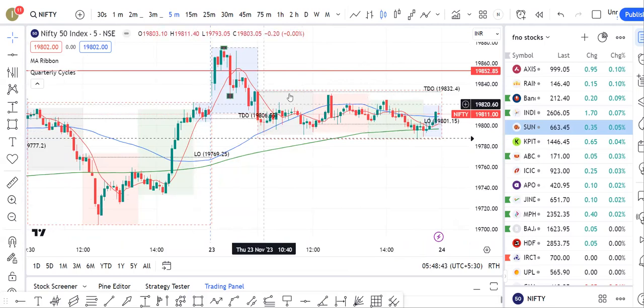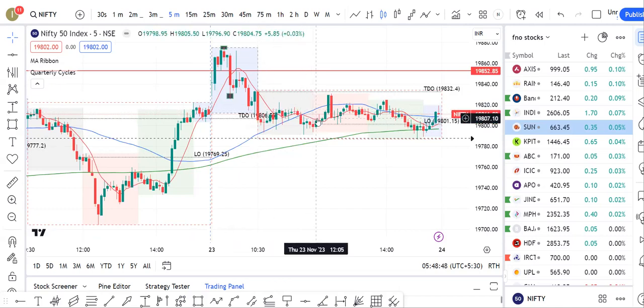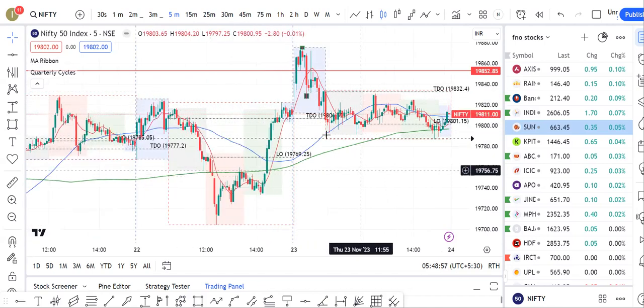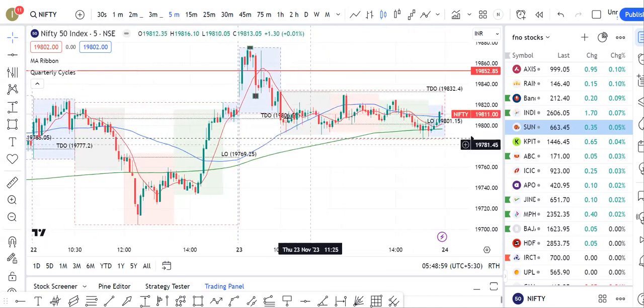Better not to trade in this time period, 10:30 to 12. You have to wait and watch what is happening on the time frame in the accumulation phase, whether it is going to go down or staying in a range. If it is staying in a range, you have to be careful.